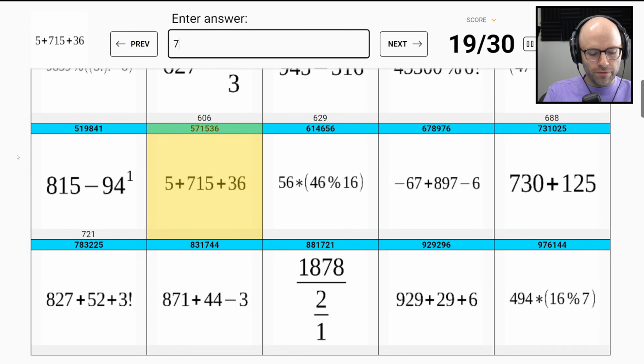Okay, 751, 756. 56 times... The modulo of this is 56 times 14, which is 560 plus 6 times 14, which is 84, which equals 644. That's not possible. Okay, try again. 46 modulo 16. Closest even divider is 2. 46 minus 32 is 14. 56 times 14.